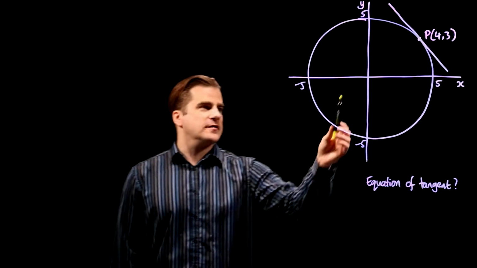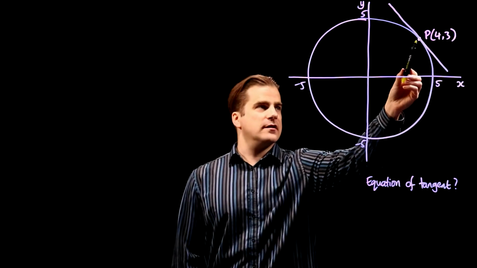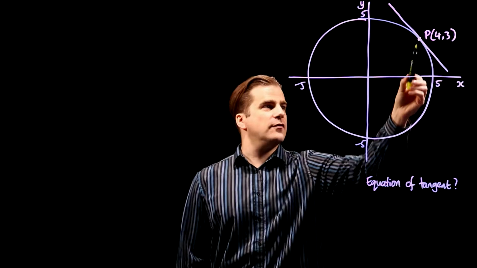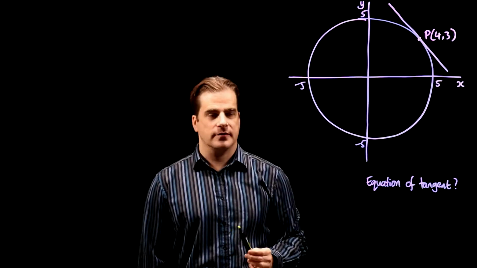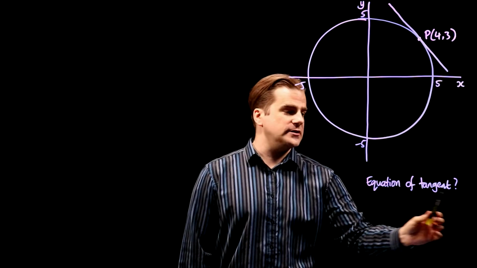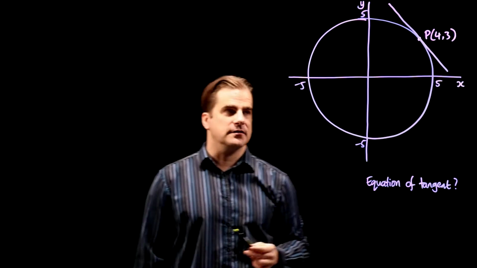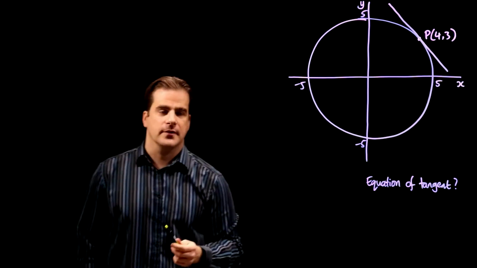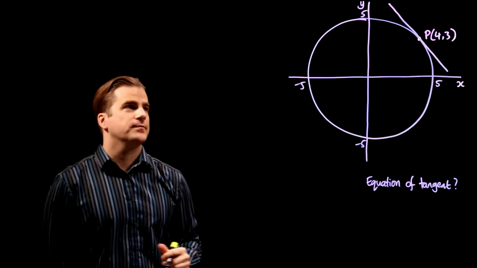Okay, we've got a circle here of radius 5. There's a point on the circle at x is 4 and y is 3, and a tangent to that point. We have to find the equation of that straight line, that tangent. Okay, so we need the equation for a straight line.